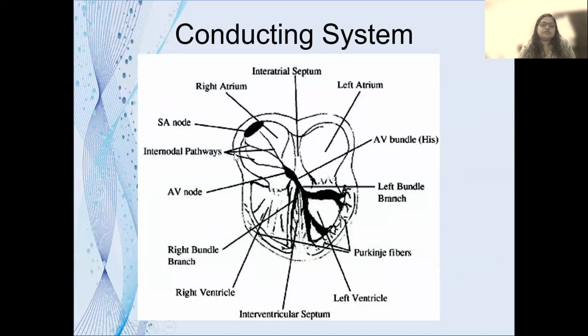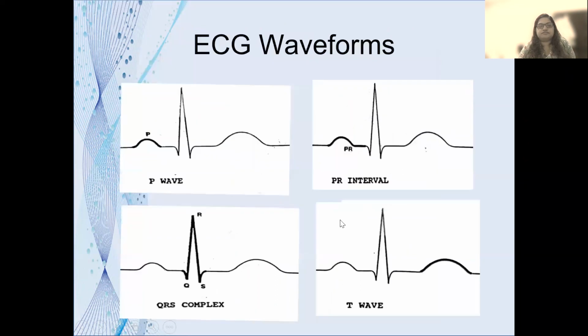In this picture, you can see that the SA node is located in the right atrium. Then you have the AV node, then the bundle of His, then the right and left bundle branches, and then the Purkinje fibers. You have the right atrium here, the left atrium there, the right ventricle here, and the left ventricle there.